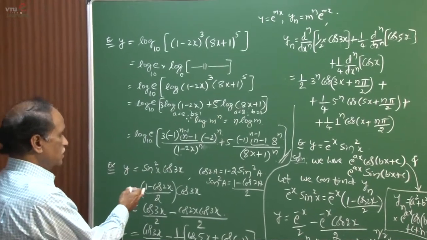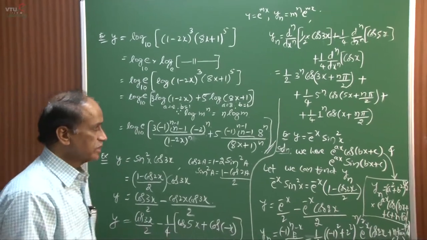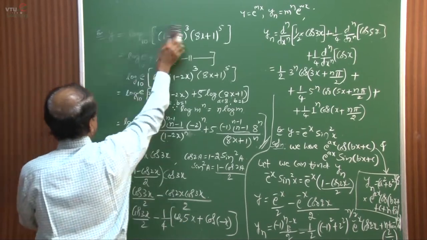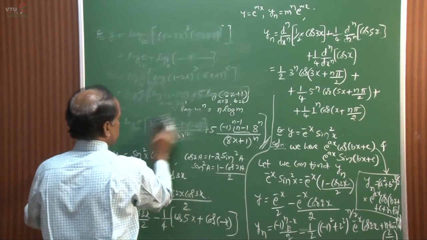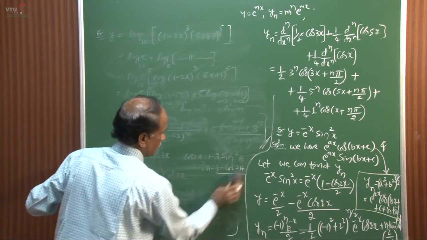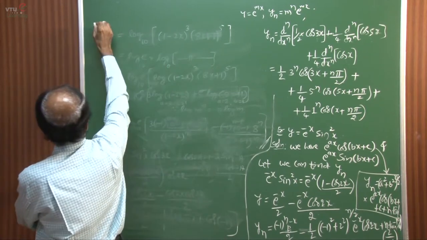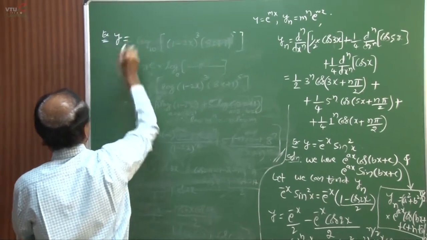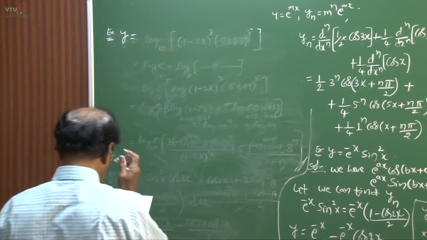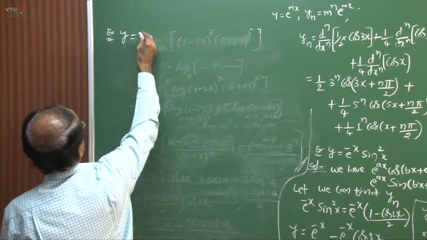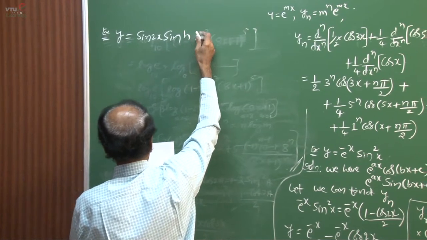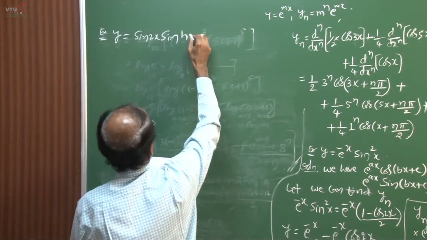So, this is about product of exponential and trigonometric function. Let me take one more example on this, then I shall conclude the discussion on product of exponential and trigonometric function. Y is equal to sine 2x into sine hyperbolic 2x.